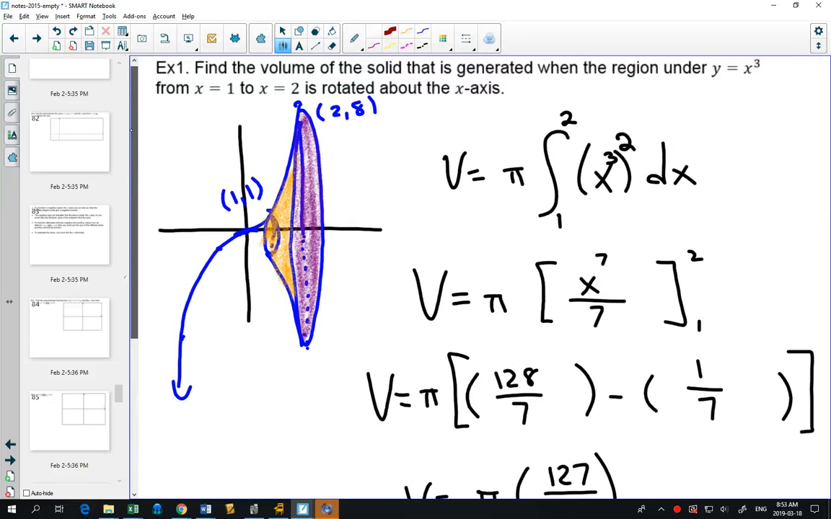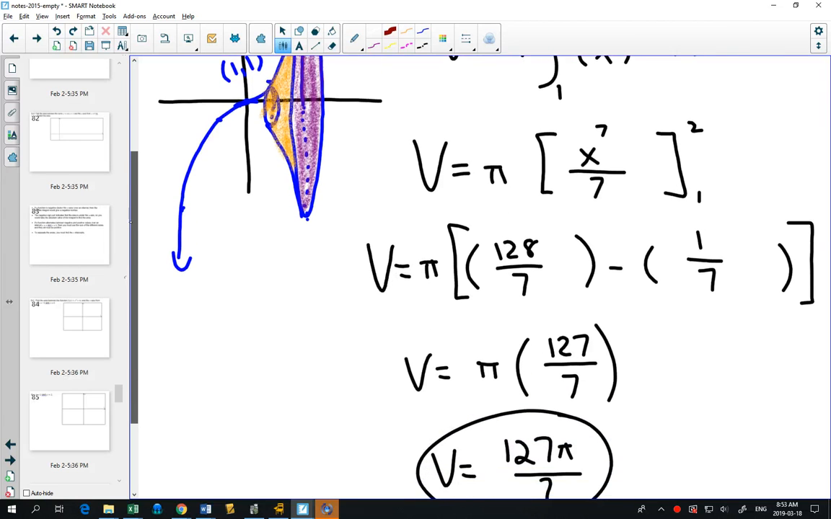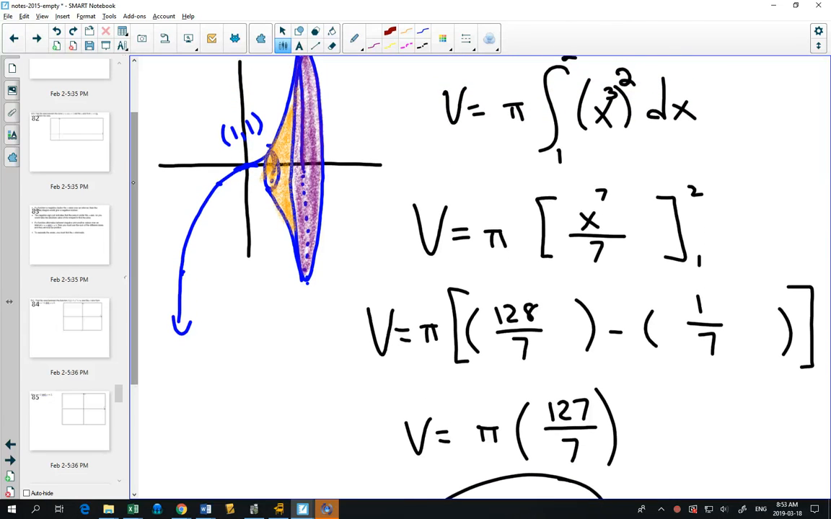Was there units involved in this one? No. Up that far? Is that?